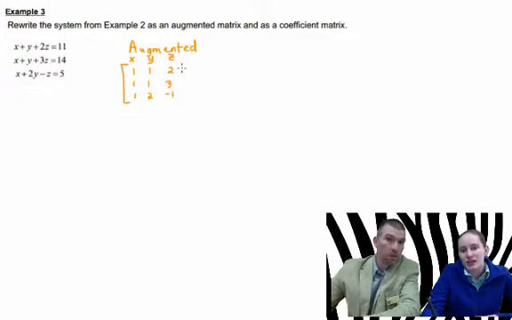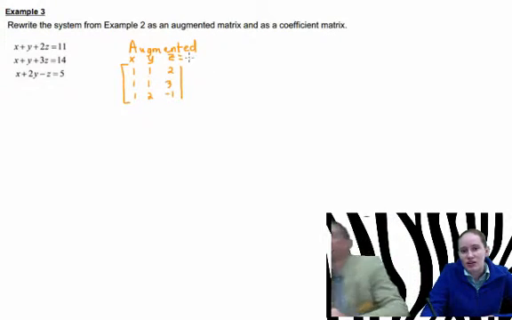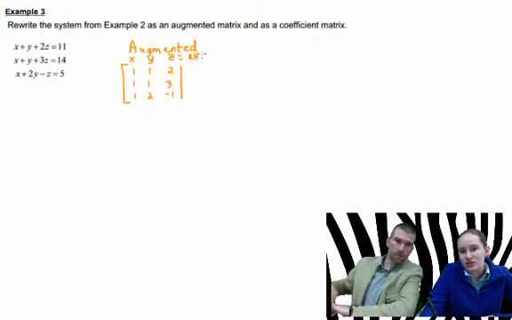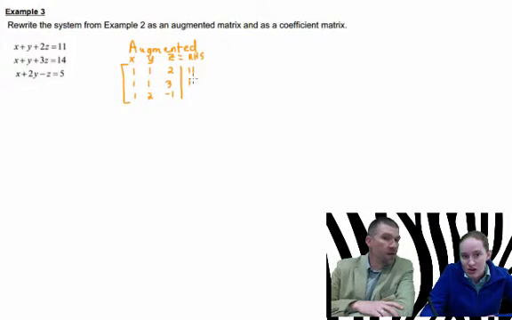And then a lot of times you'll see a line here. That line goes where the equal sign in our equation is. And then the next column is the right-hand side of our equation. So here I'm abbreviating right-hand side, RHS. So 11, 14, 5.